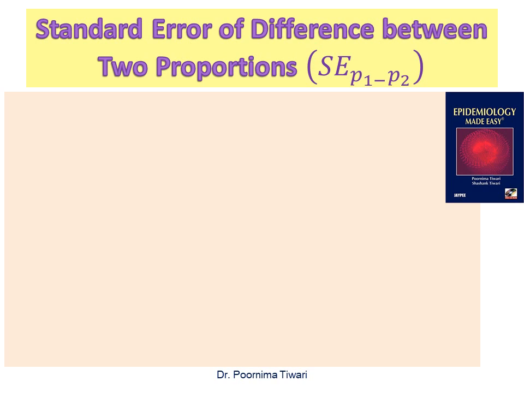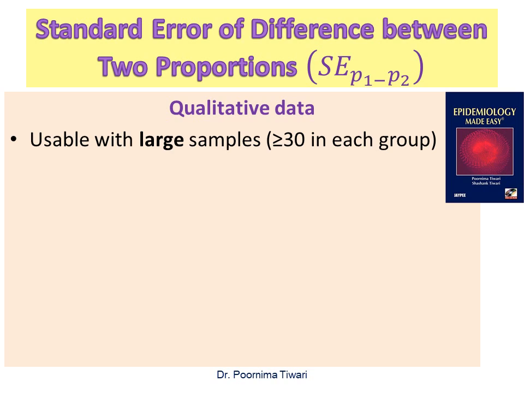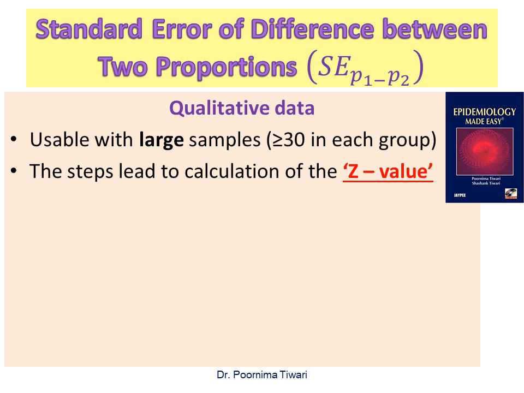The first is standard error of difference between two proportions. As discussed previously, it is applicable to qualitative data. This test is usable with large samples, which means 30 or more than 30 members in each of the two groups. The steps lead to calculation of Z value. The importance of Z value will be discussed in the next slide.